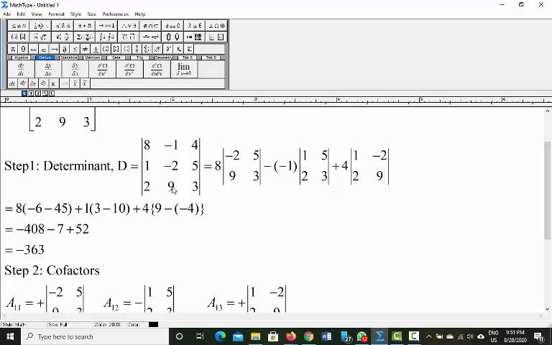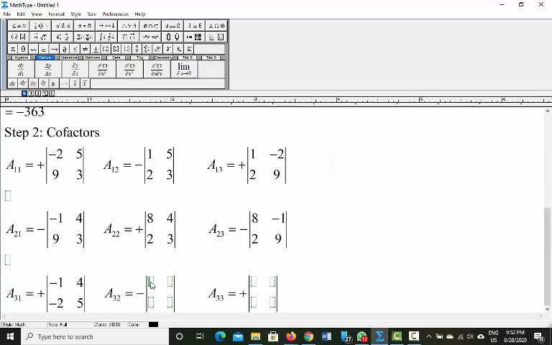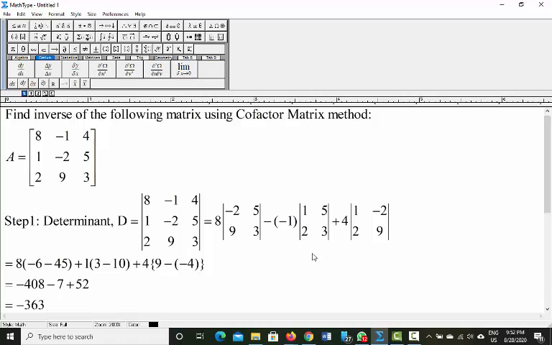Now we will find out the cofactor of this element. Obviously we will ignore this row and this column. What will we have in our hand? 8, 4, 1, 5.